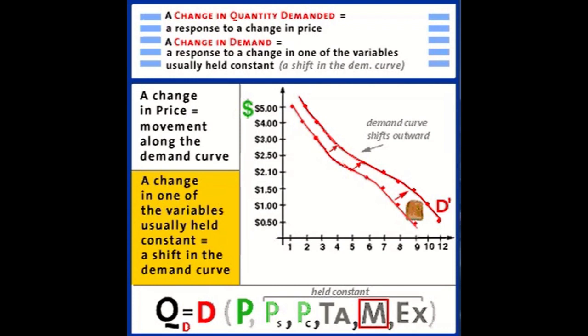In the next lesson, we'll do a complete inventory of all the things that can shift the demand curve, and we'll discuss how those various factors that we usually hold constant influence consumer behavior.